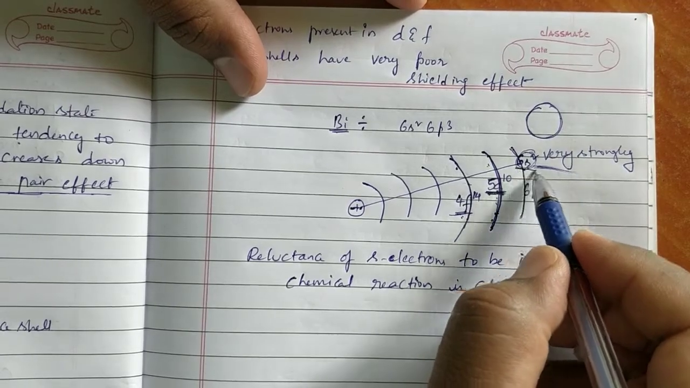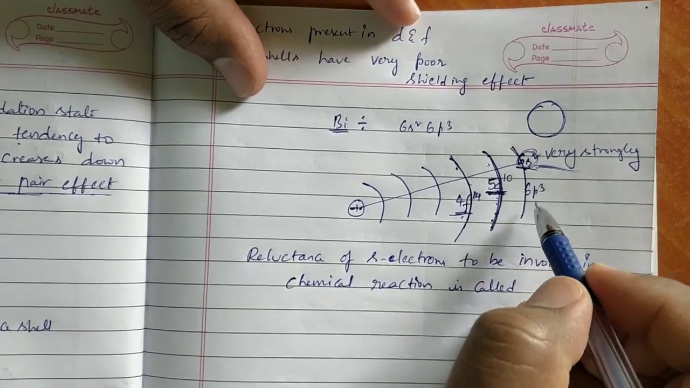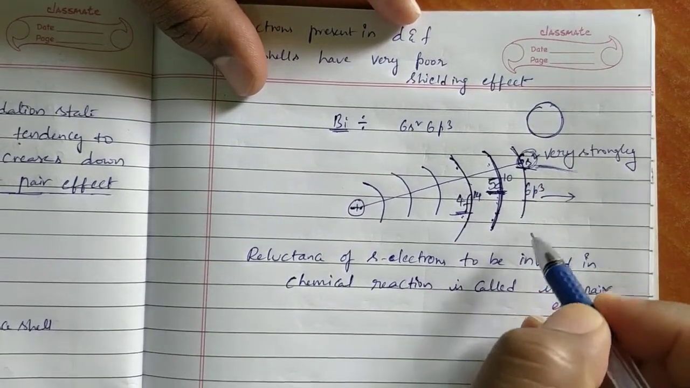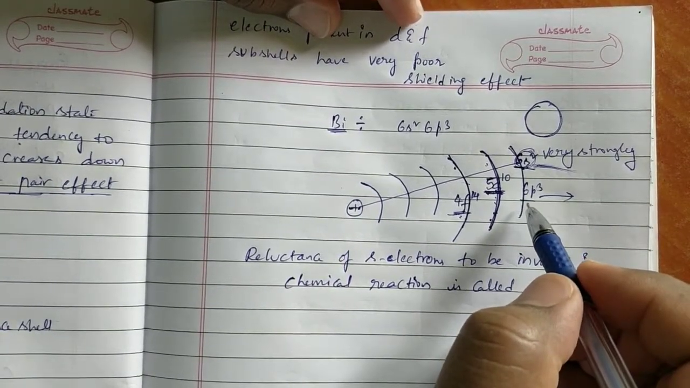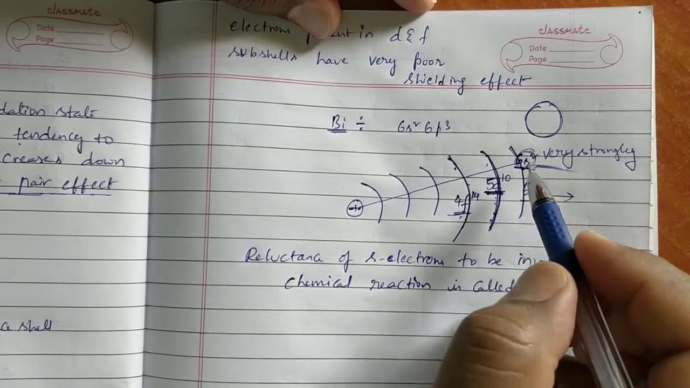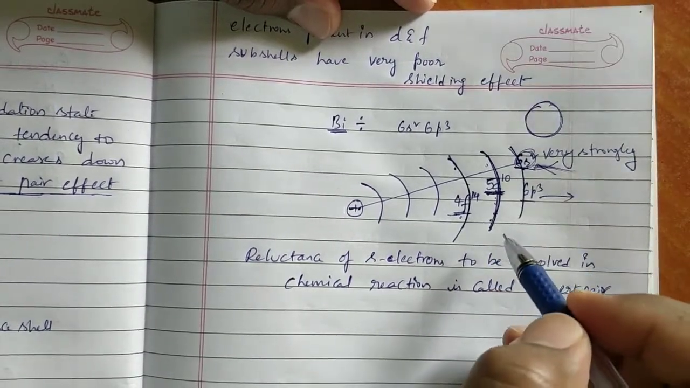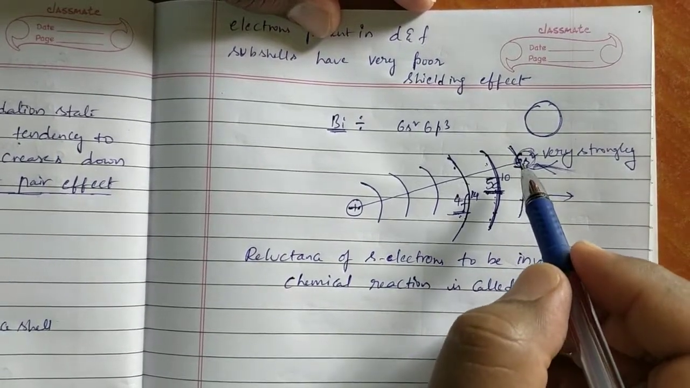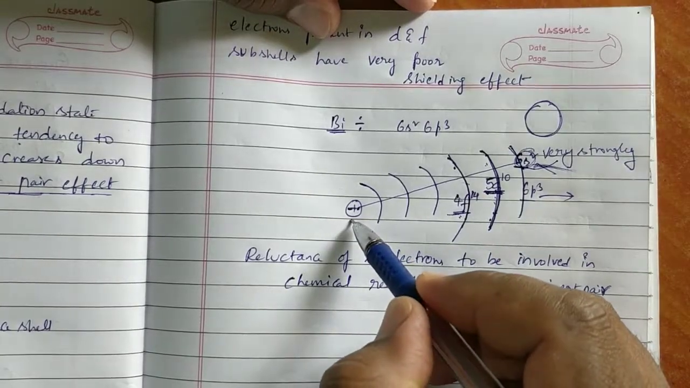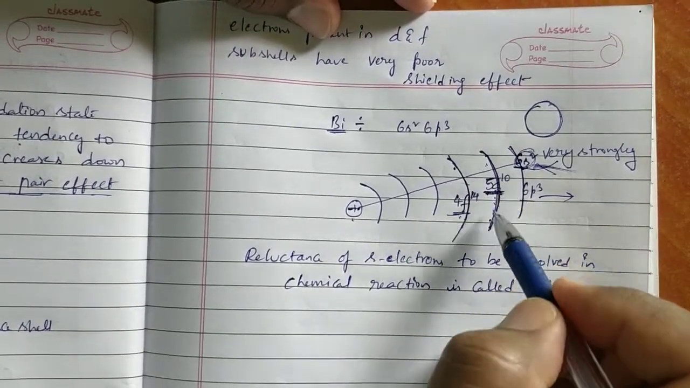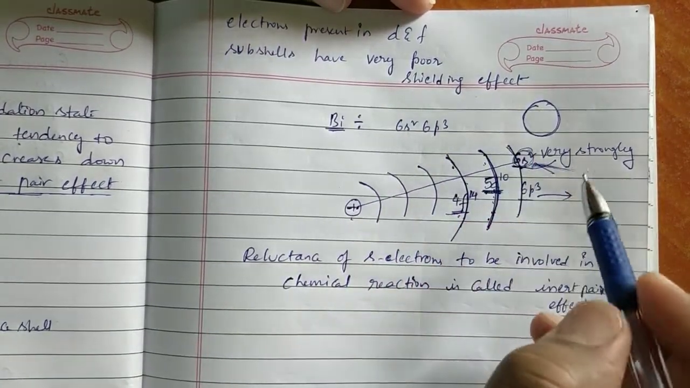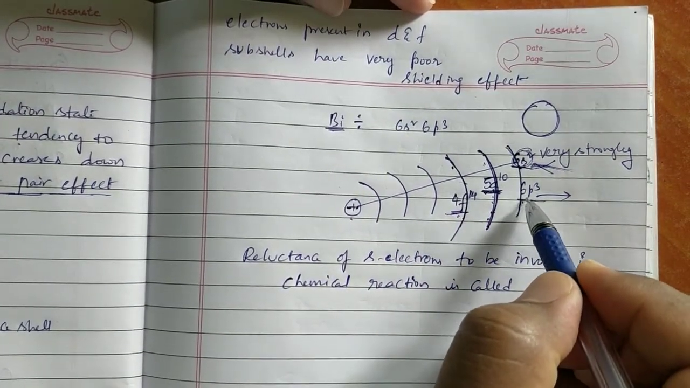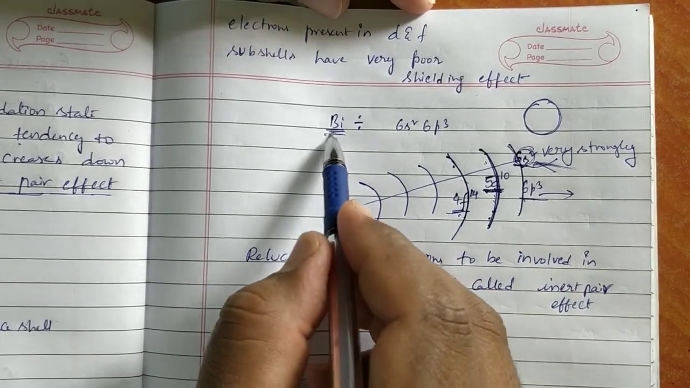When s electrons are not involved in chemical reaction, only p electrons are going to be involved in reaction. These 6s electrons are not going to be involved because they are highly attracted by the nucleus, because the inner d orbitals and f orbitals have very poor shielding effect. Okay, that's why only p electrons can be involved in reaction in bismuth.